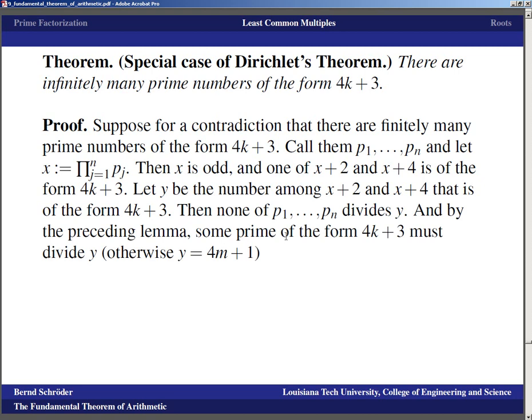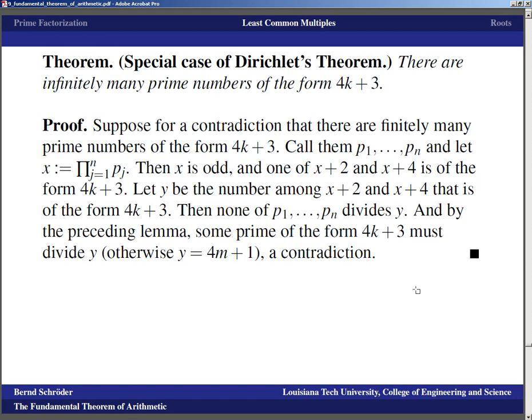And by the preceding lemma, some prime of the form 4k plus 3 must divide y, because if all the prime factors of y were of the form 4k plus 1, then y itself would be equal to 4m plus 1 for some number. And that's a contradiction, because, well, if none of p1 through pn divides y, but at the same time some prime number of the form 4k plus 3 must divide it, well, then one of the p1 through pn would have to divide y at the same time. It can't, so that's a contradiction. And that proves this special case of Dirichlet's theorem.